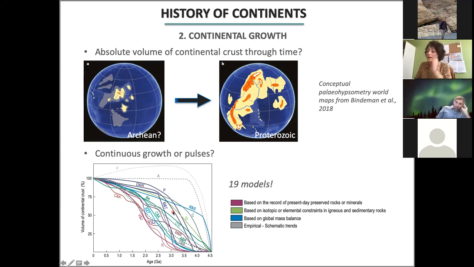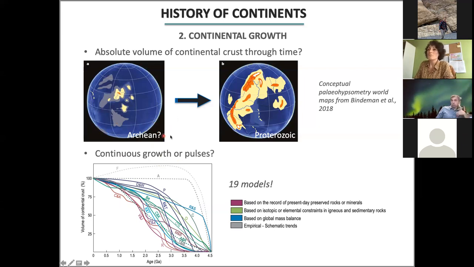You can see that there are a lot of models that have been proposed. Here I'm showing 19 models. I'm not going to add a new model to this figure because, in fact, we do not have all the information to constrain this volume. But this is just to say that this is something that is still not very well understood.